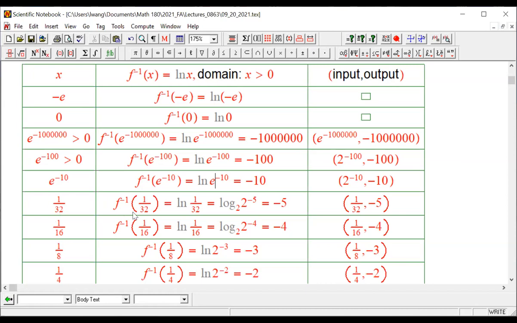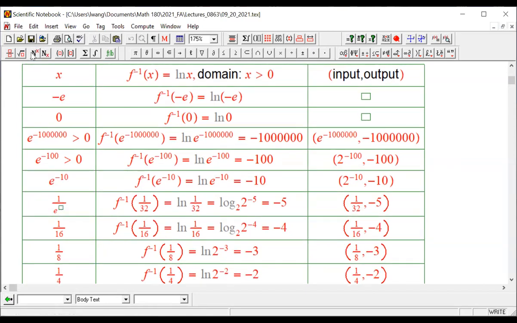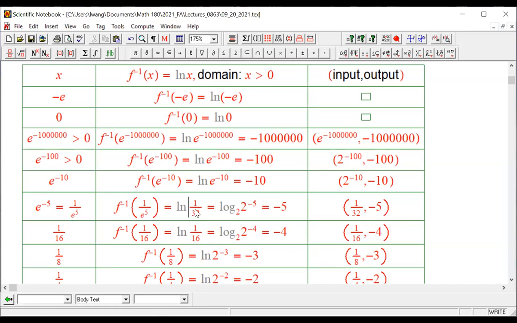And on this one, how do I change it so that I won't have to deal with the messiness? Well, I can use e to the power 5. I think soon enough you're going to get the hang of it, don't you? So this input, instead of being 1 over 2 to the power 5, I'm going to use 1 over e to the power 5. And that for sure is going to give me -5. Do you guys follow me?